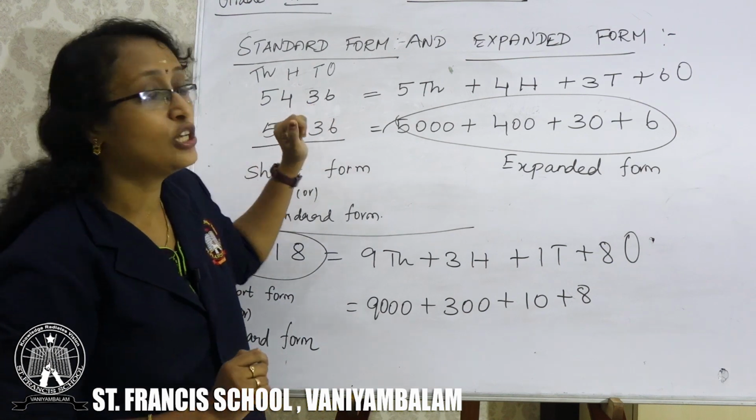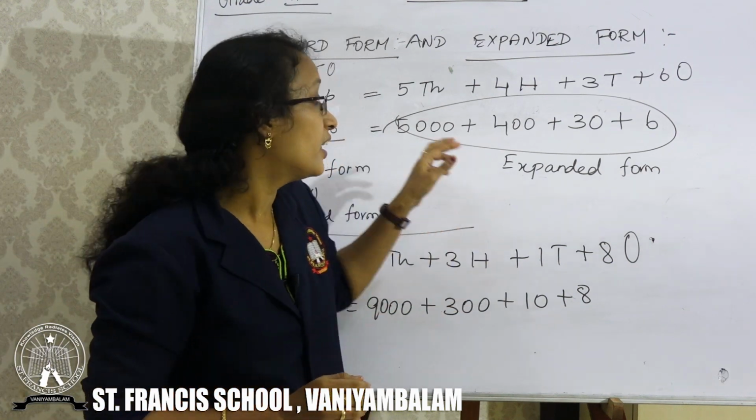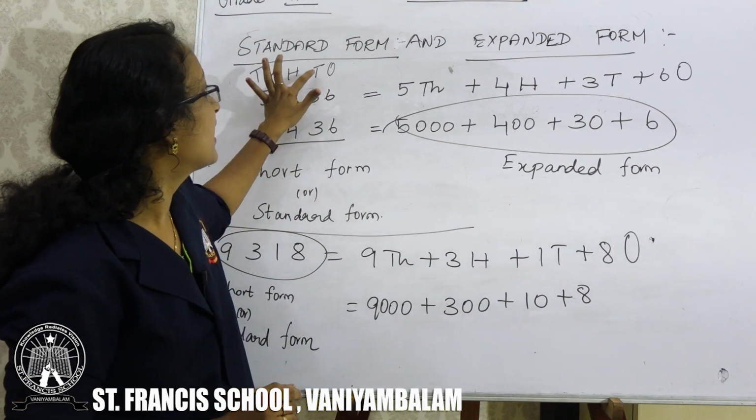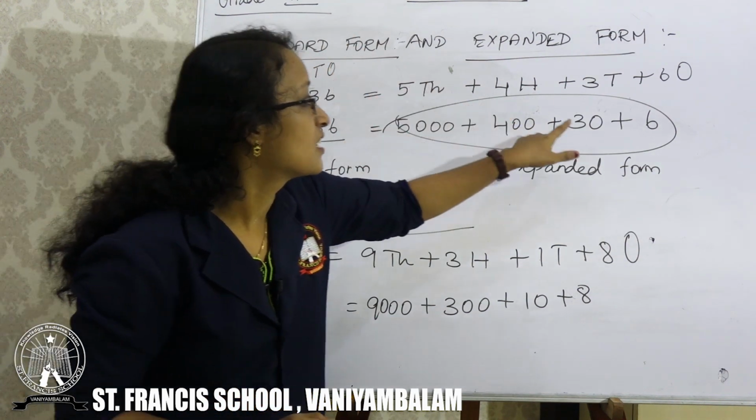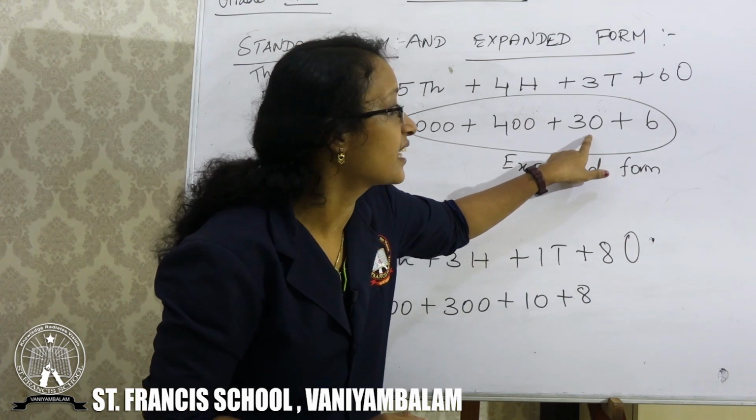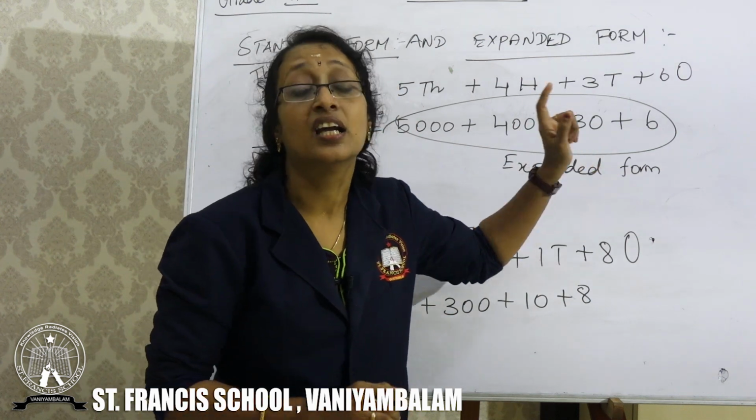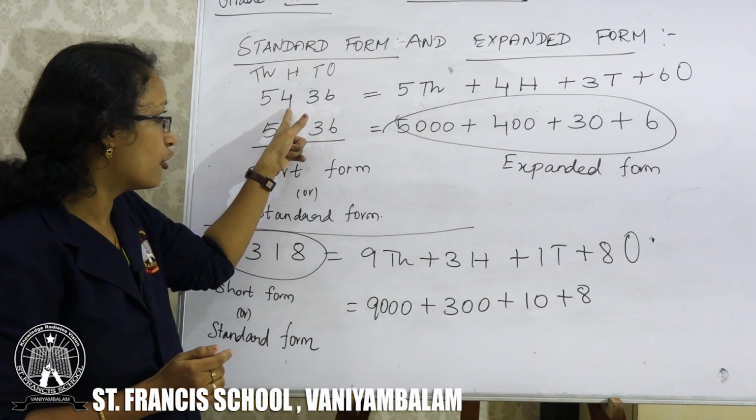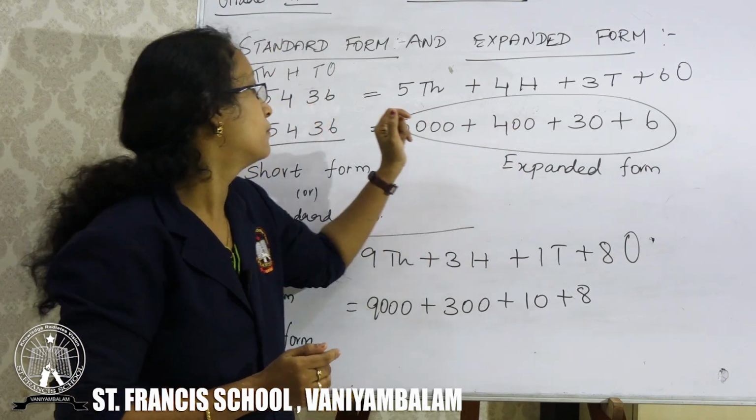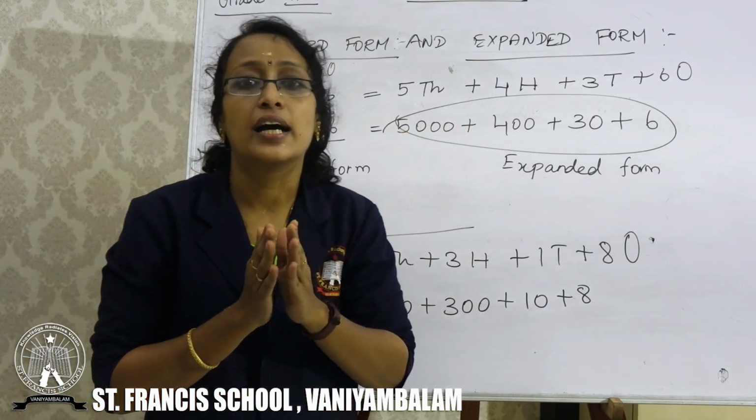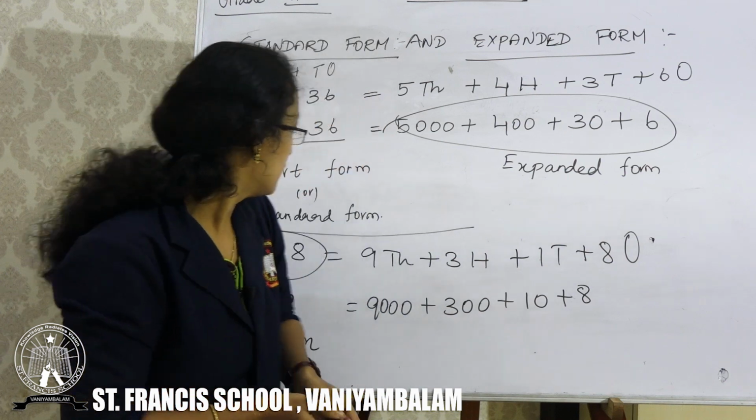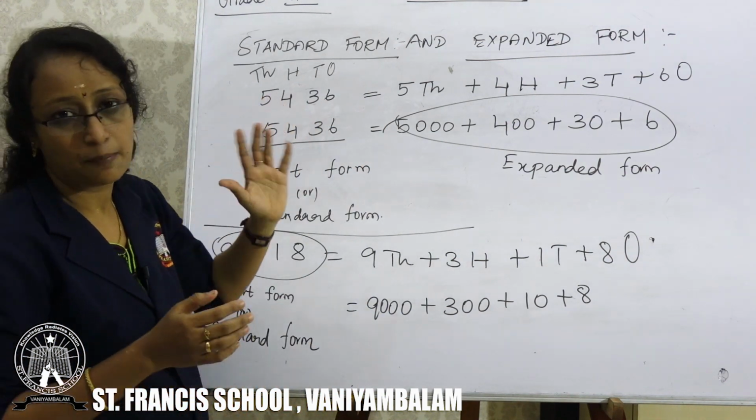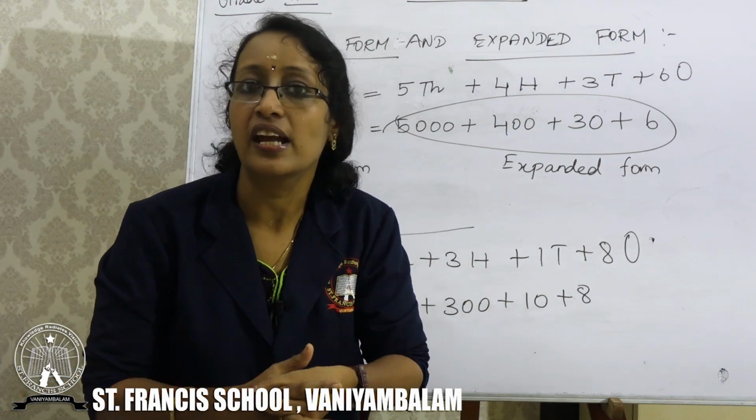But the place value of 3 is where it lies. Just check the place value chart. 3 lies in tens place. So what is here? 3 tens. So 30. What is the place value of 3? 30. Place value of 4? 400. Place value of 5? 5,000. Got it? So place value and face value of any number, you can write it very easily.